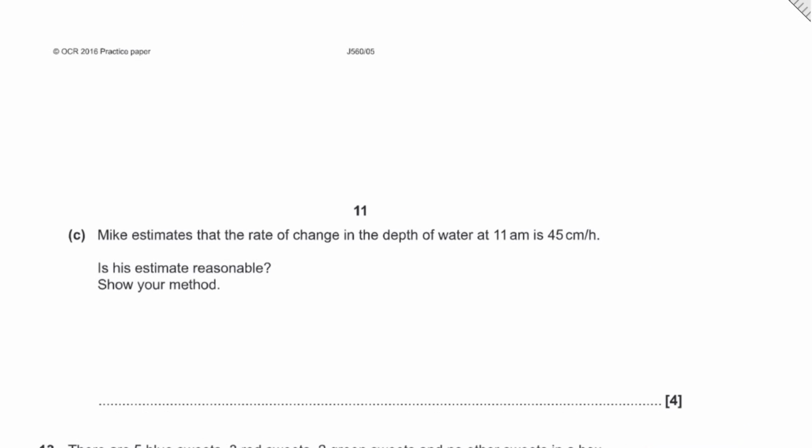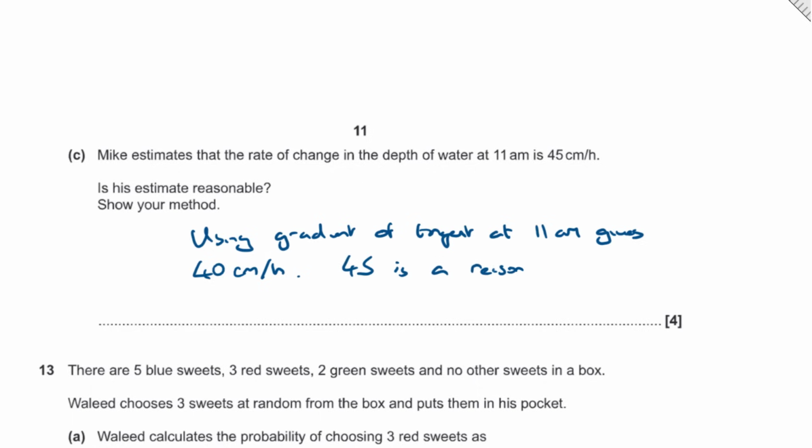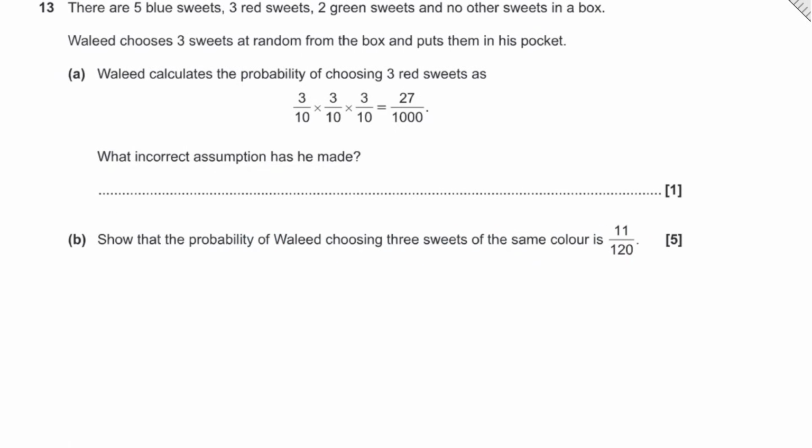Okay, so what was his estimate? So using gradient of tangent at 11 a.m. gives, well, we made it 40 centimeters per hour. So is this estimate reasonable? Well, it's not a million miles off, is it? It's not that bad. I would say it's reasonable. 45 is a reasonable estimate. You know, reasonable is like within one significant figure, isn't it, of the true value. So if I'm getting 40, he's getting 45, that's pretty similar to each other. I'd say that's okay.